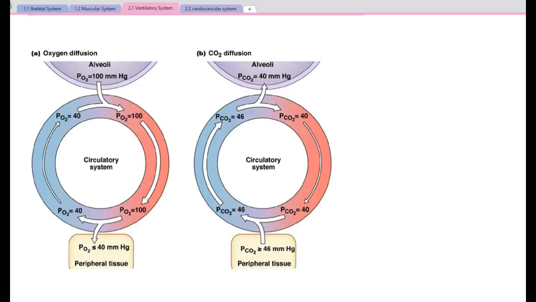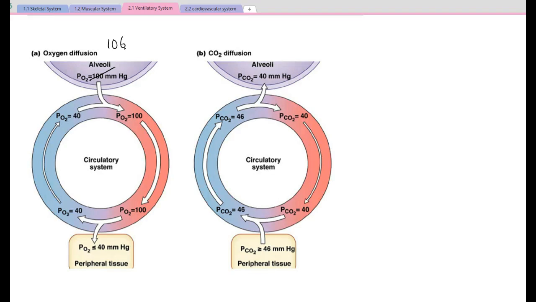This is split oxygen up and carbon dioxide up as far as the process of diffusion. The only difference with the oxygen pressure here is that our textbook says that that's 106 millimeters mercury. This is saying it's 100. So anyway, we breathe in air into our alveoli.